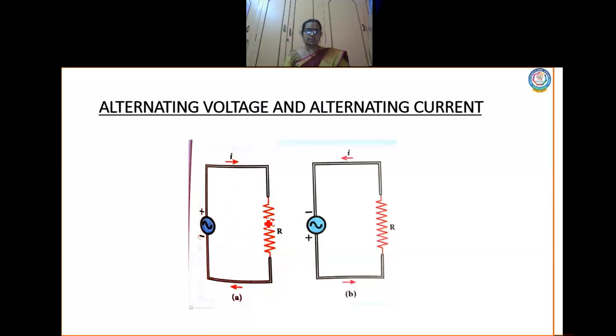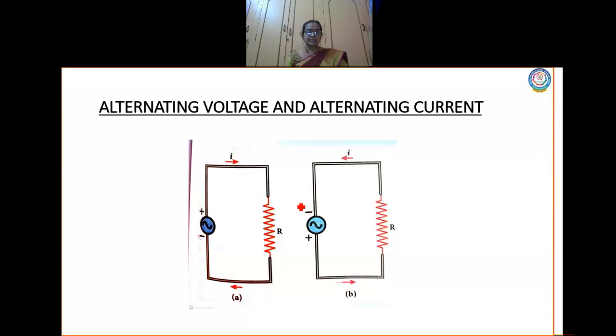After a short time, what happens here? The polarity of the source is reversed. Here it was positive, negative; now the polarity is changed. Now look at the direction of current this time. Here it starts from the positive terminal. So the direction of current is now anti-clockwise. Here it is clockwise direction, and here it is anti-clockwise direction.